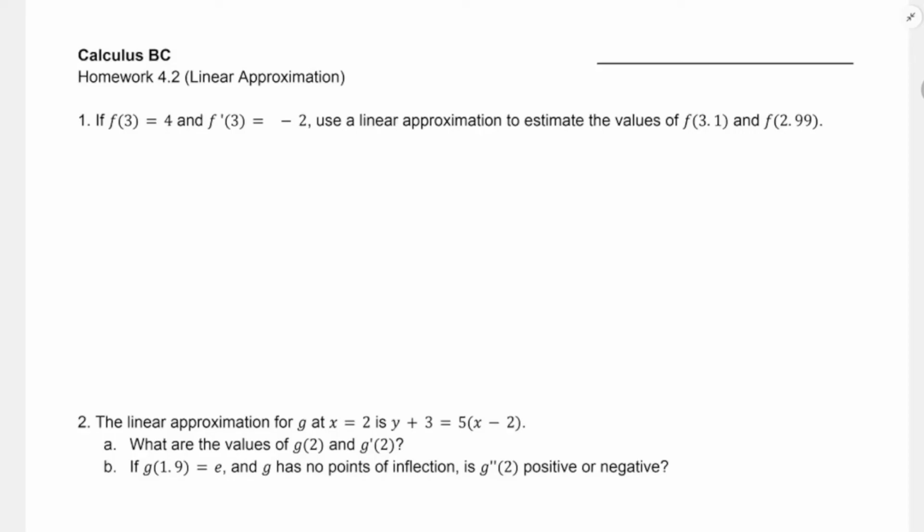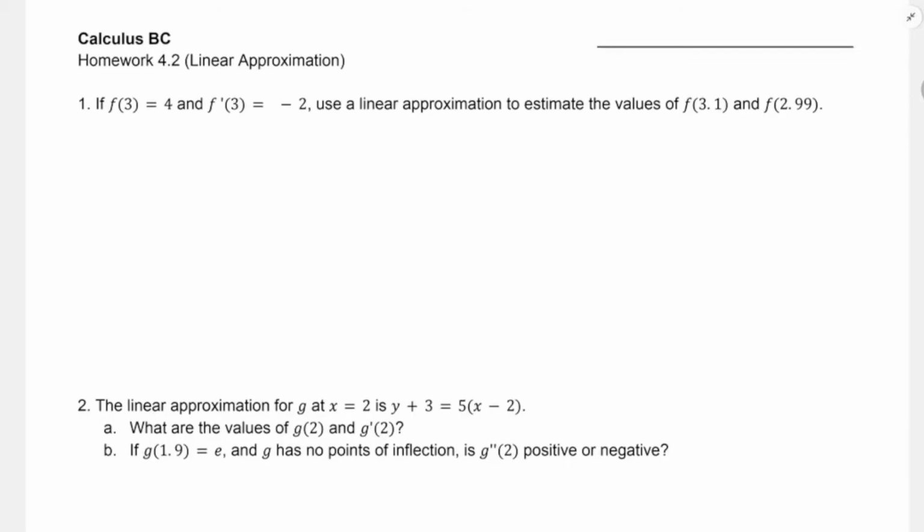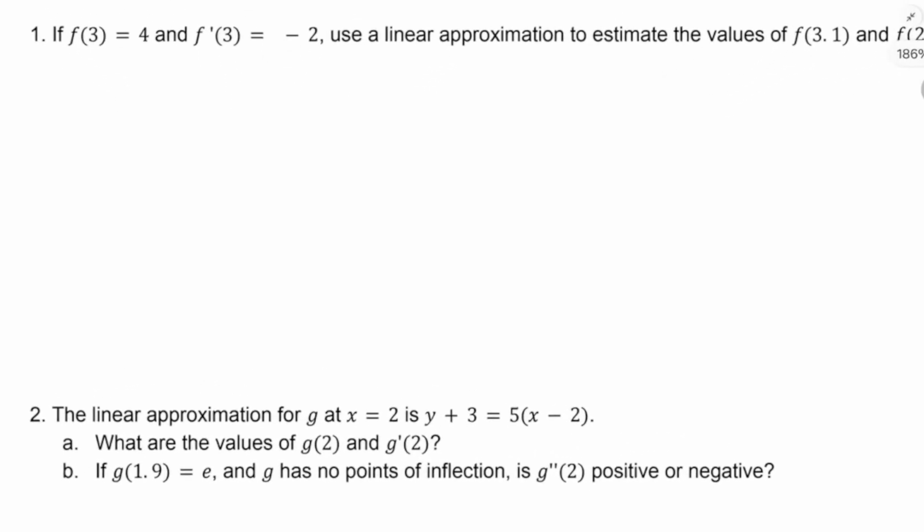Right, in this video, I'm going to be working AP Calculus Homework 4.2, linear approximation. And so we're going to be writing a lot of tangent lines, plugging in a lot of x's. And so we will start using a linear approximation to estimate the values of f of 3.1 and f of 2.99. And we have information about f at x equals 3, so that's probably where we're going to need to put our tangent line.